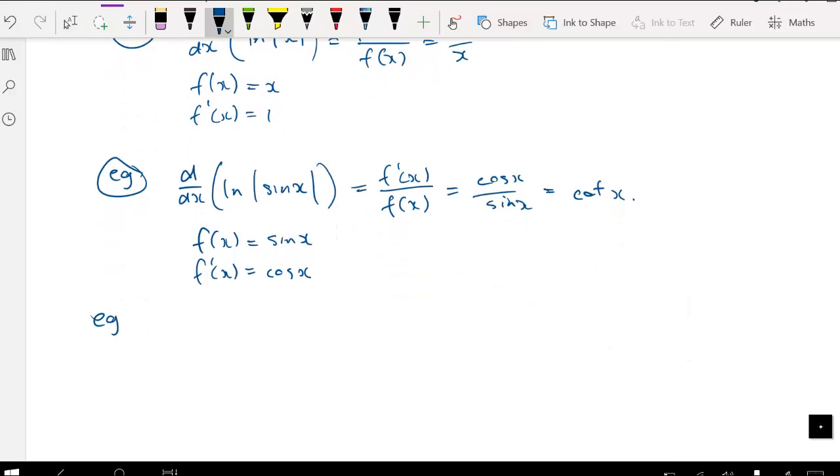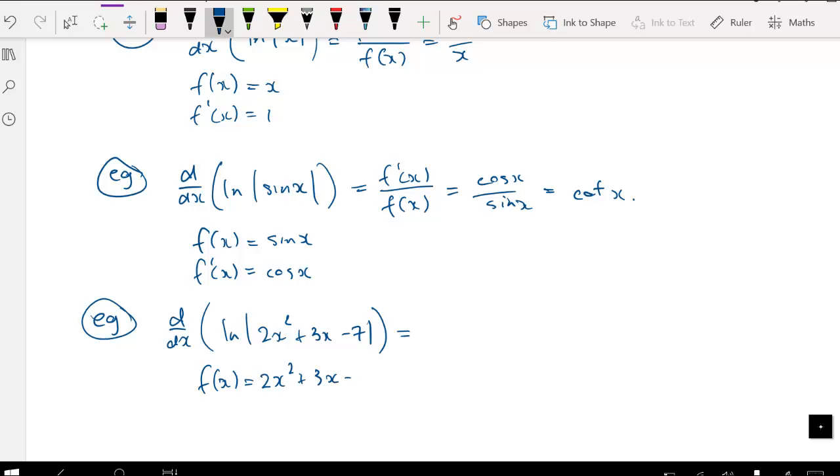Another quick example would be looking at the derivative of ln of 2x squared plus 3x take 7. So again, we can say that f of x is the internal function 2x squared plus 3x take 7. The derivative of that is 4x plus 3. And so therefore our derivative of ln of 2x squared plus 3x take 7 is simply 4x plus 3 over 2x squared plus 3x take 7. Okay, so simple.